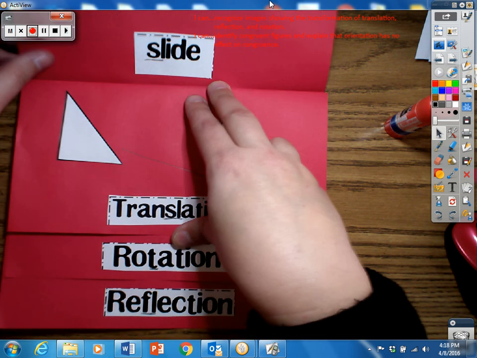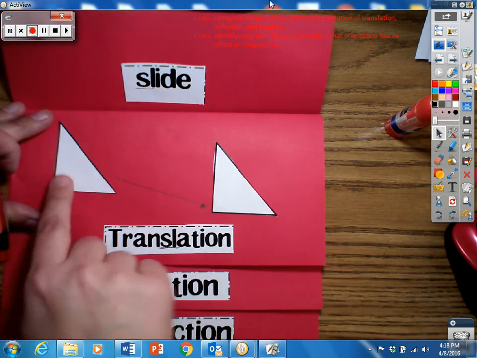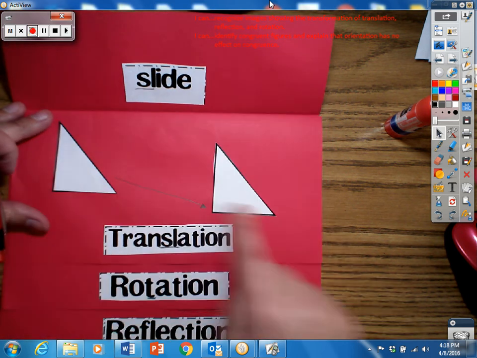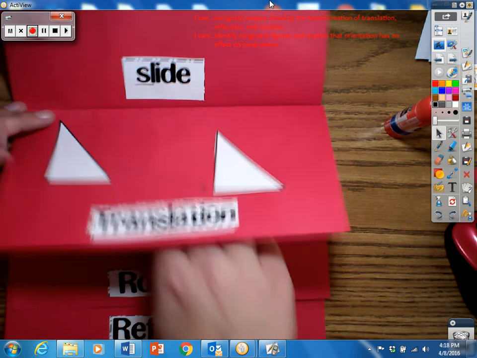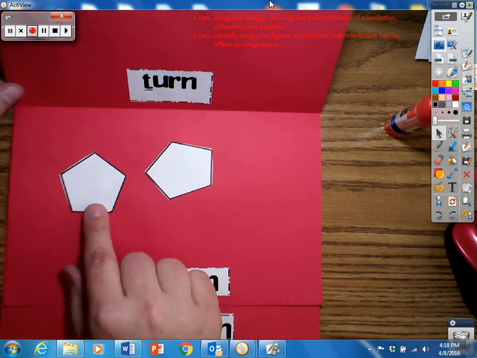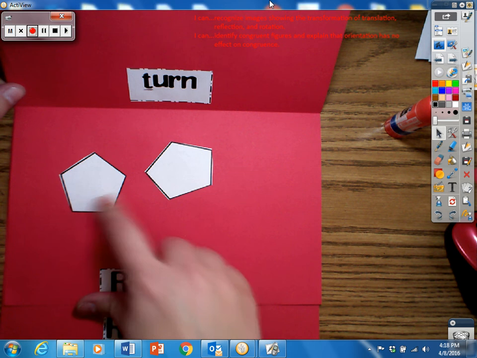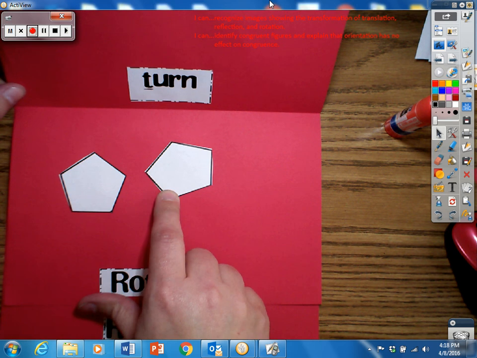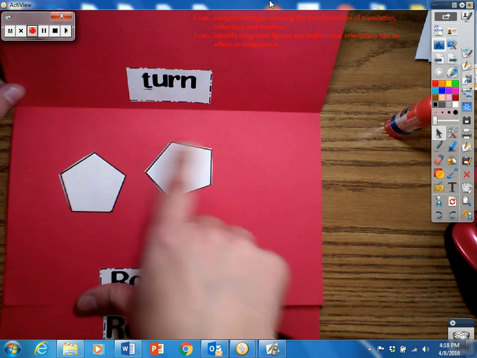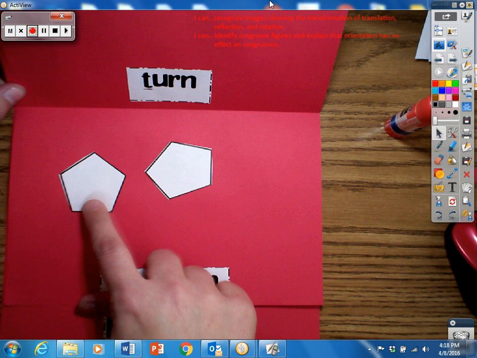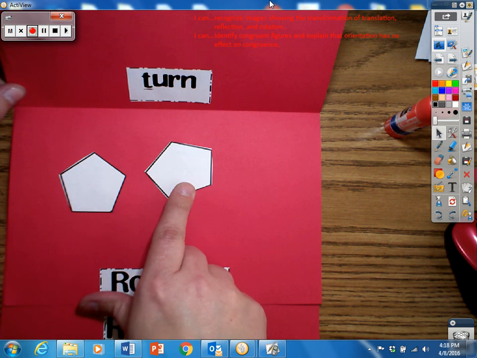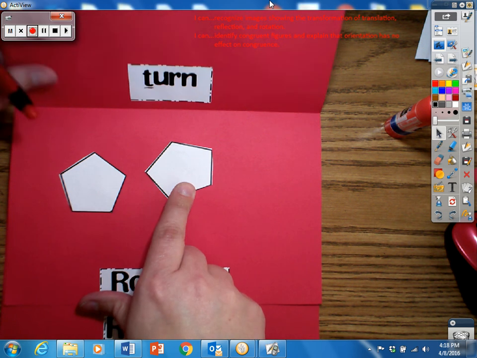A translation is a slide in which we take our original figure and slide it to another location on the plane. A rotation is a turn where we take our original figure and we turn it into another location on the plane. Again, the figures are still congruent, they're just in a different location. We did not change the figure.